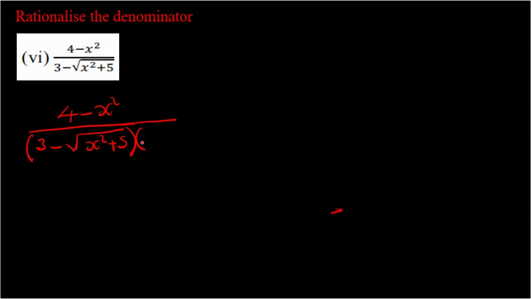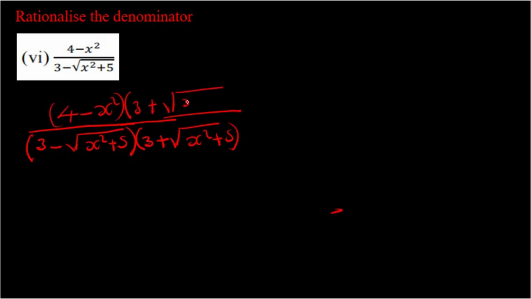We look for the conjugate. So the conjugate will be 3 plus root of x squared plus 5. That's the conjugate. Even on top here, you also do the same: 3 plus root of x squared plus 5. That's the conjugate. Clear? Now let's do 4 times that.